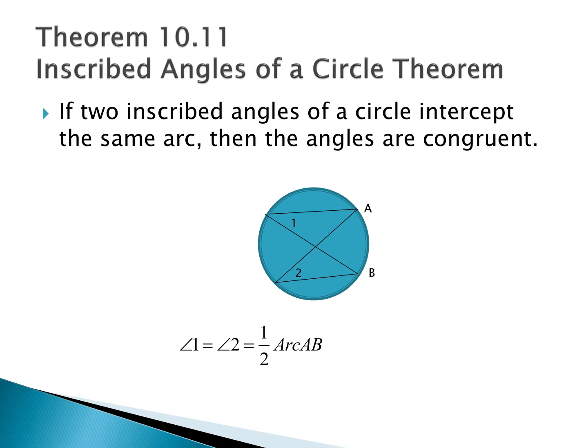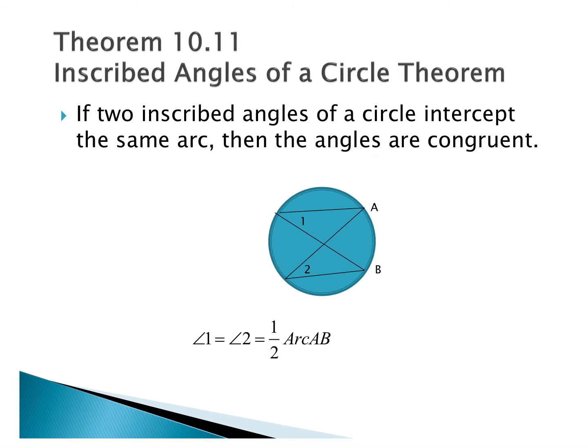Next, we have theorem 10.11. Again, the number's not important. This is the inscribed angles of a circle theorem. And this one states that if two inscribed angles of a circle intercept the same arc, then the angles are congruent. So what I'm going to do is trace over the two chords that make up angle 1. So angle 1 is created by that chord and this one. Notice its intercepted arc is arc AB here.